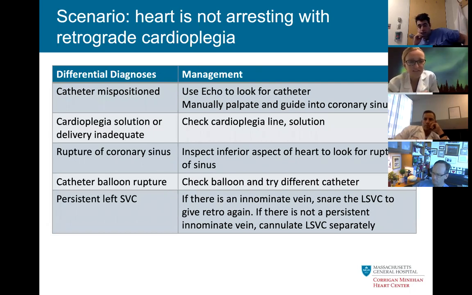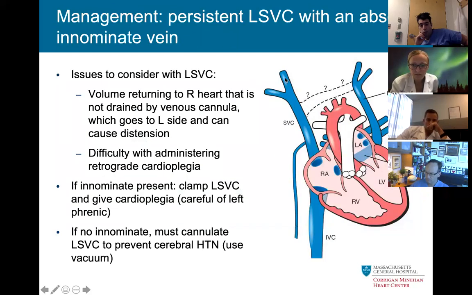The persistent left-sided SVC, I want to spend a little bit more time on because it was one of the important aims. The thought here is, I actually have one slide that I can just go to. What we're talking about here is this: if you have a left-sided SVC in place, the most important thing related to this is that, one, you may be having additional volume returning to the heart that you are not draining with your venous cannula, for example. And then number two is that when you're giving retrograde cardioplegia, you may be having an inadequate effect. The distinguishing factor for all of this is if you have this innominate present, which is depicted here with the question marks.